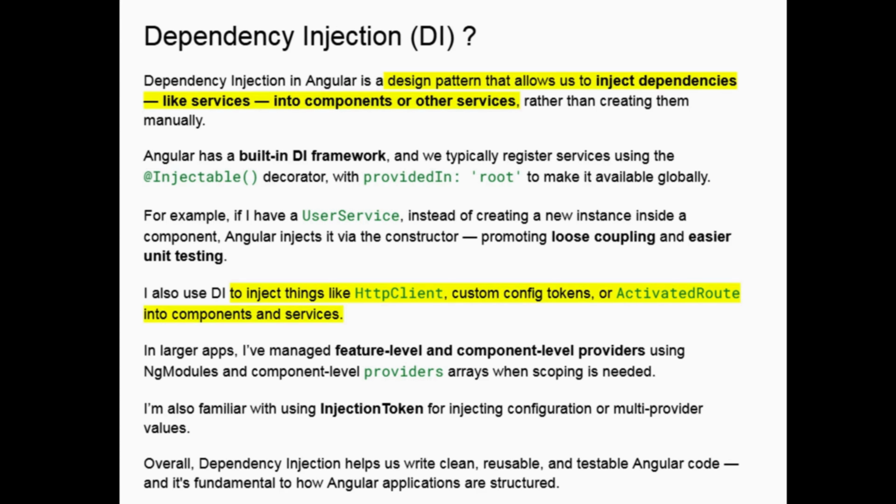I also use DI to inject things like HttpClient, custom config tokens, or ActivatedRoute into components and services. In large apps, I have many feature-level and component-level providers using NgModules and the component-level providers array when scoping is needed. I am also familiar with using InjectionToken for injecting configuration or multi-provider values. Overall, dependency injection helps us write clean, reusable and testable Angular code, and it is fundamental to how Angular applications are structured.